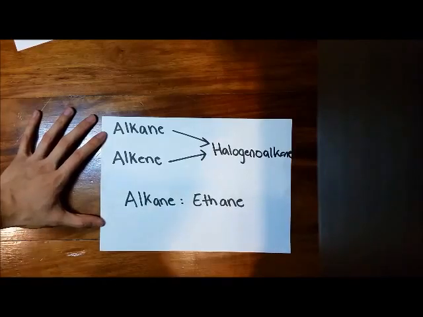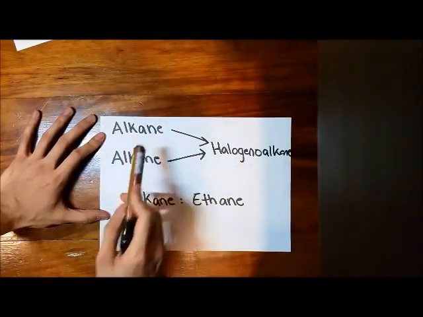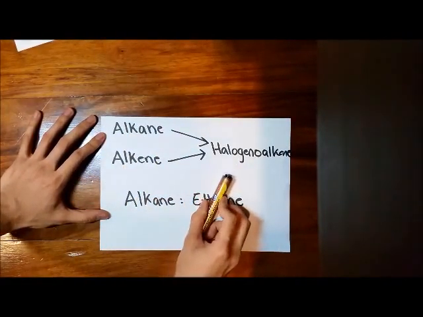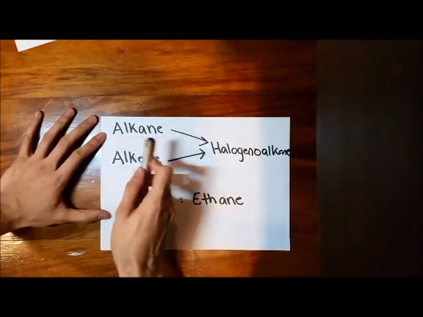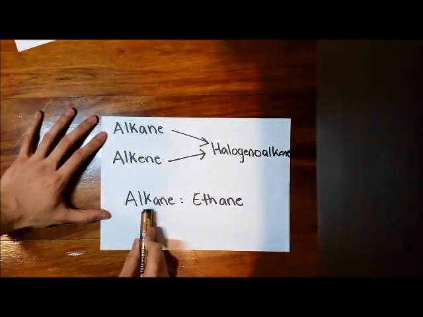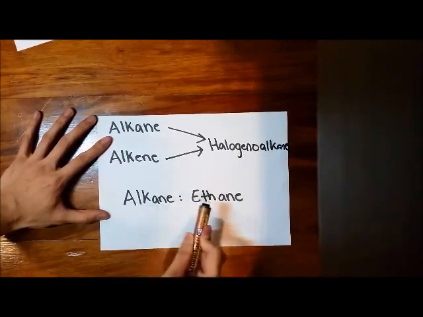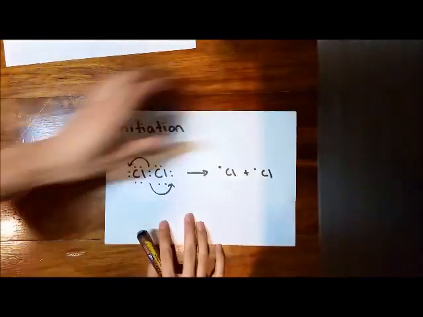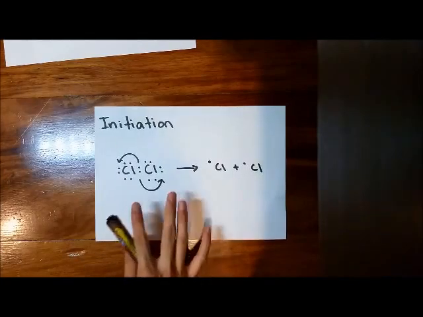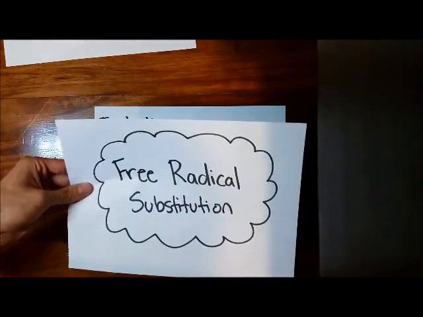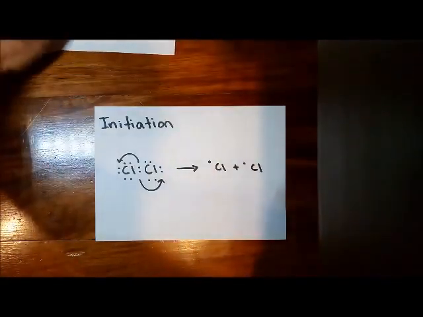The first step that we need to go through is how we get from an alkane or an alkene into a halogenoalkane. And the first thing that we're going to look at is from an alkane. So the alkane we're going to be looking at is ethane. So what happens first? What happens first is what's known as a free radical substitution. And this is the mechanism.